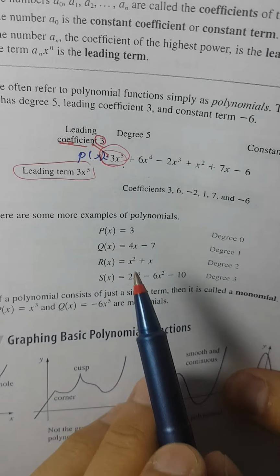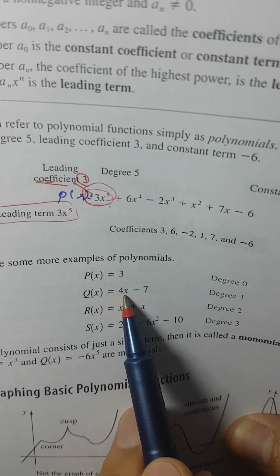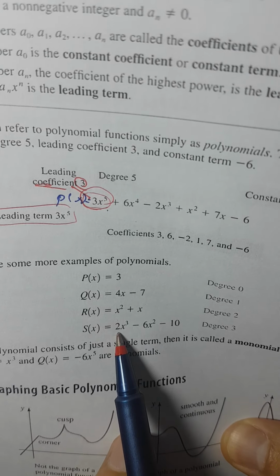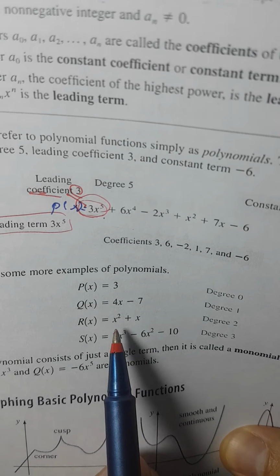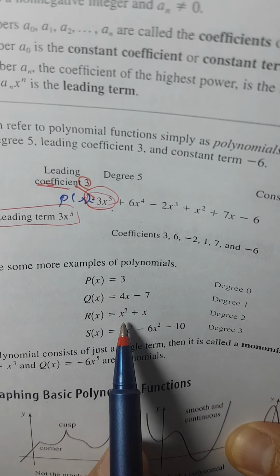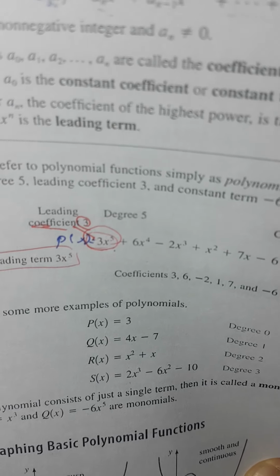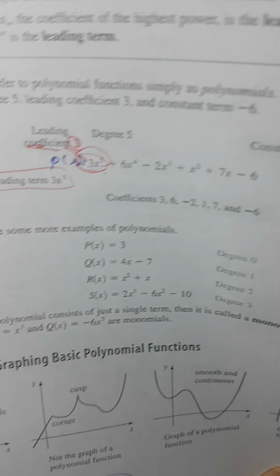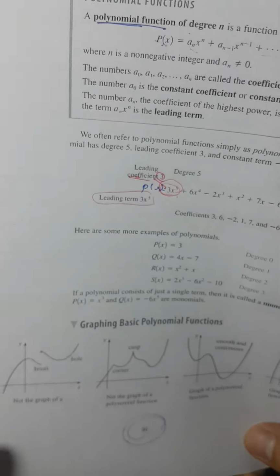So for example, in this one we have degree 0, and this is degree 1, degree 2 or quadratic, or degree 3, and this is the leading term. Also that one is our leading term. So most of them, the leading terms, are important for sketching the graph.